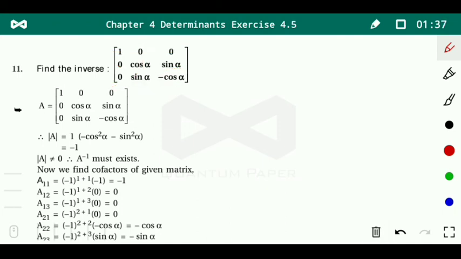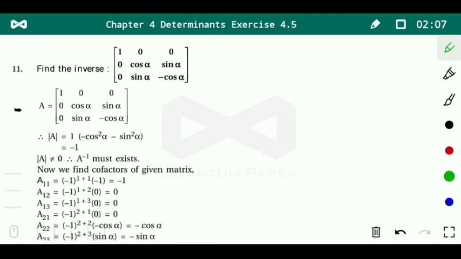No need to write. A13. So we remove first row, third column. Again the answer is 0, because the remaining elements are 0 cos alpha 0 sin alpha, and the value of this determinant will be 0. So again A13 will be 0. Next we have to find the cofactor of capital A21. So we remove second row, first column. Again the value of 0 0 sin alpha minus cos alpha will be 0. So we can write 0.